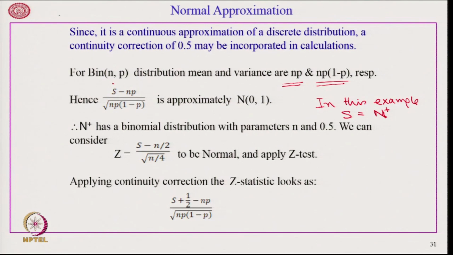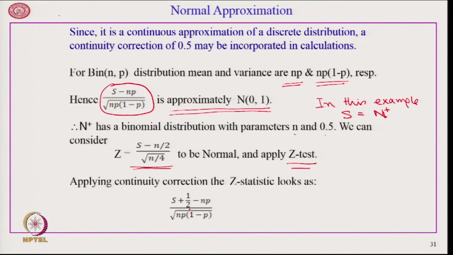Therefore, we are looking at (S − np) upon root over np(1 − p), and this is going to be approximated by normal(0, 1). Therefore, n plus has a binomial distribution with parameters n and 0.5, then we can consider z equal to (S − n/2) upon root over n/4 to be normal, and therefore, we can use the z test. But sometimes we use continuity correction because it is a discrete density.